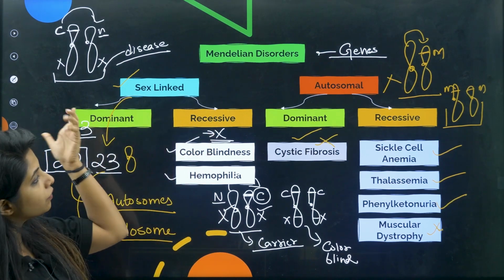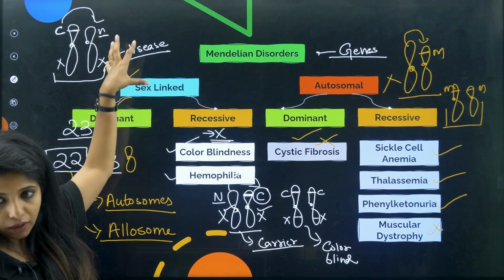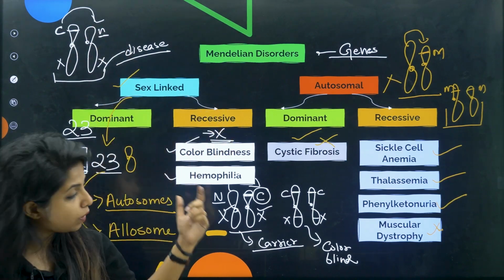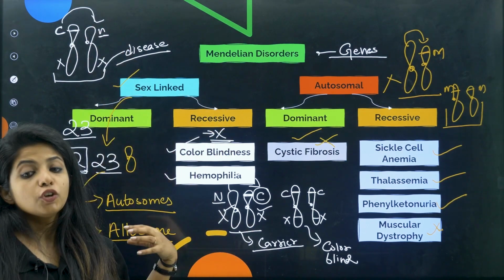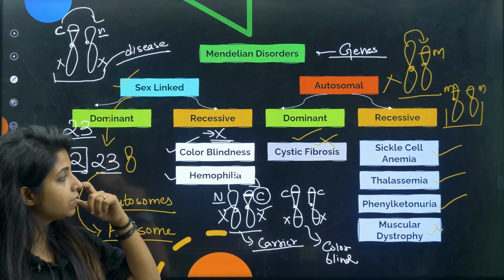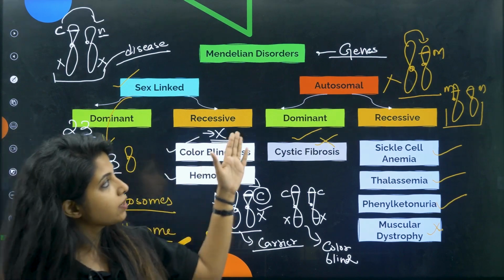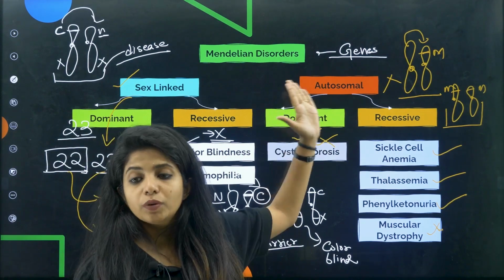Now you have dominant, where even one mutated copy is there, then also the disease would occur. On the other hand, in recessive, if you have just one copy, then you might be a carrier, you might not show that disease. For example, it happens in color blindness and hemophilia. These are examples of sex-linked recessive ones. On the other hand, you have autosomal dominant and autosomal recessive.